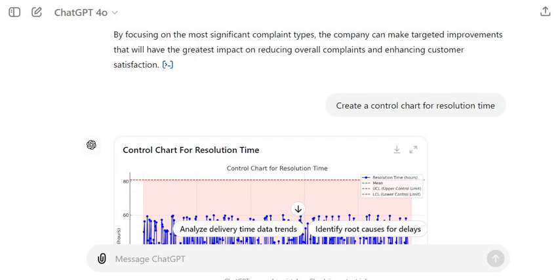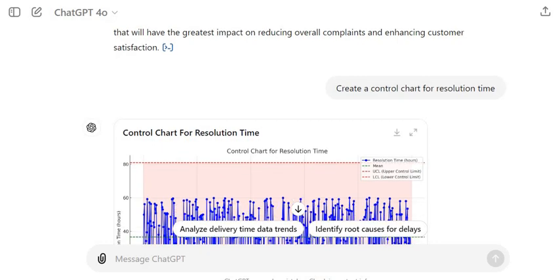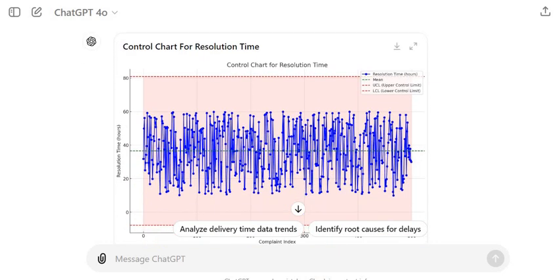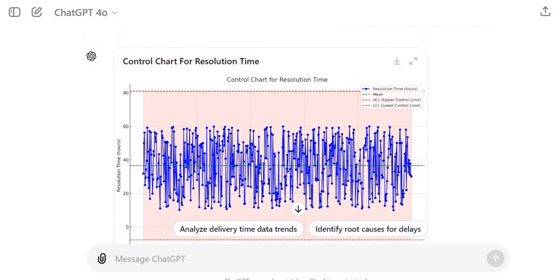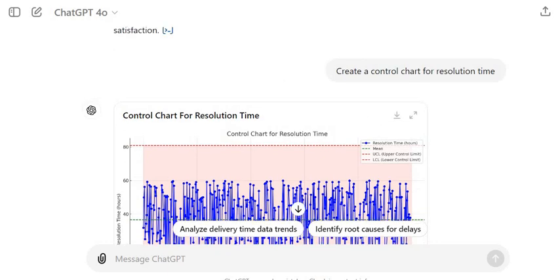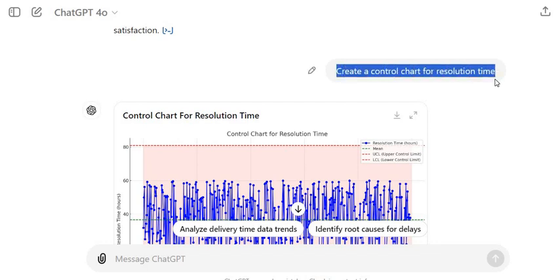Okay, now we are going to apply the fourth tool, which is a control chart. There are various types of control charts. But I don't even need to tell ChatGPT which type of control chart to create. I will tell it about the variables, and it will select and create a suitable control chart.